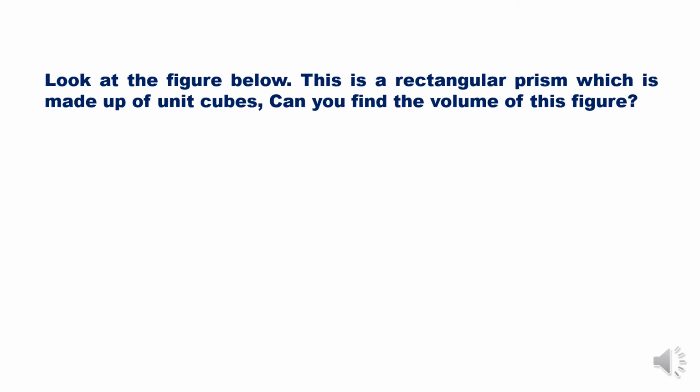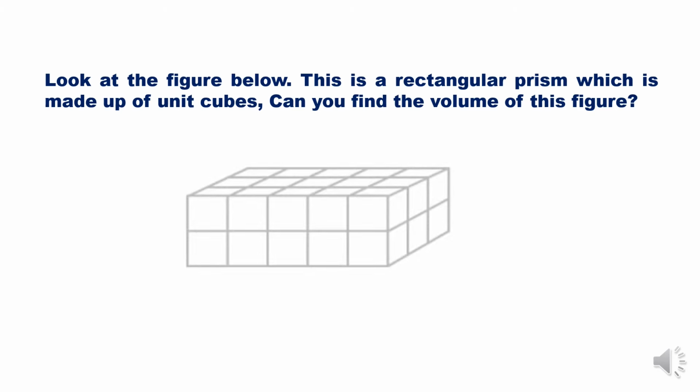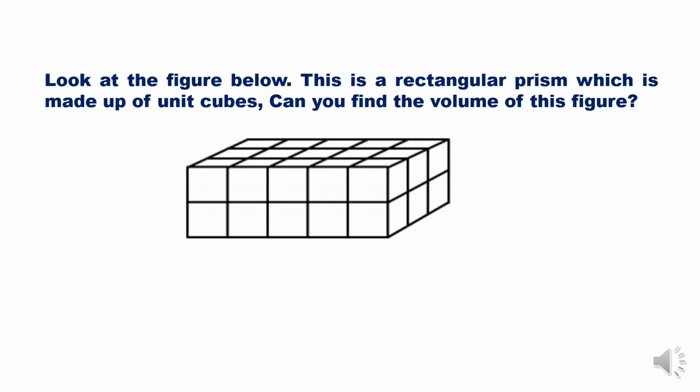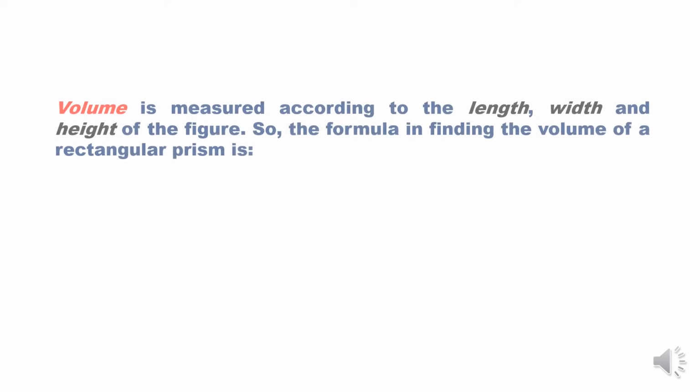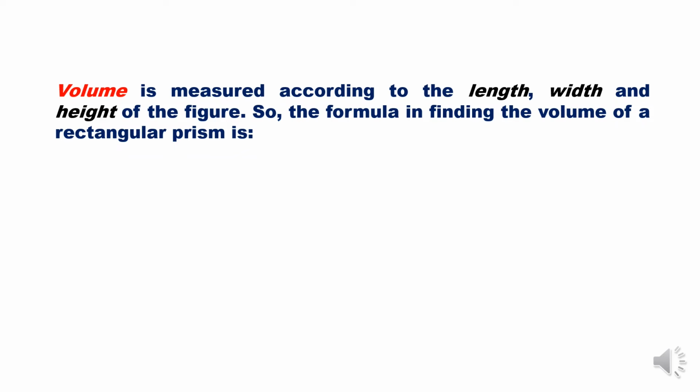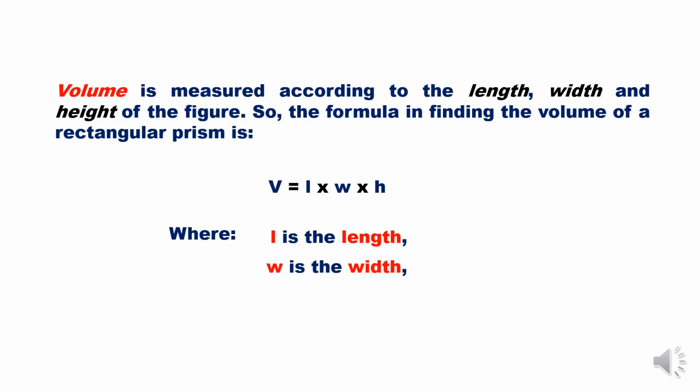Look at the figure below. This is a rectangular prism which is made up of unit cubes. Can you find the volume of this figure? Yes, the volume is 30 cubic units. Volume is measured according to the length, width, and height of the figure. So the formula in finding the volume of a rectangular prism is volume equals L times W times H, where L is the length, W is the width, and H is the height.